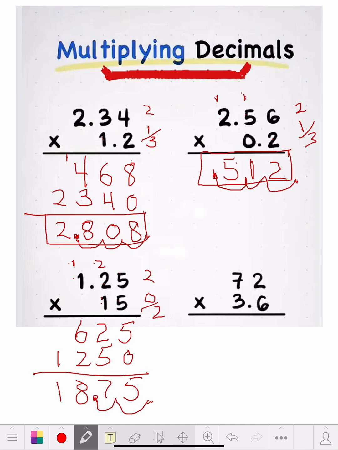Our answer, make that a good dot, is 18.75. Let's square this off so the teacher knows, hey, our answer is 18.75. And that's all there was to it, okay? Let's go to the next one.